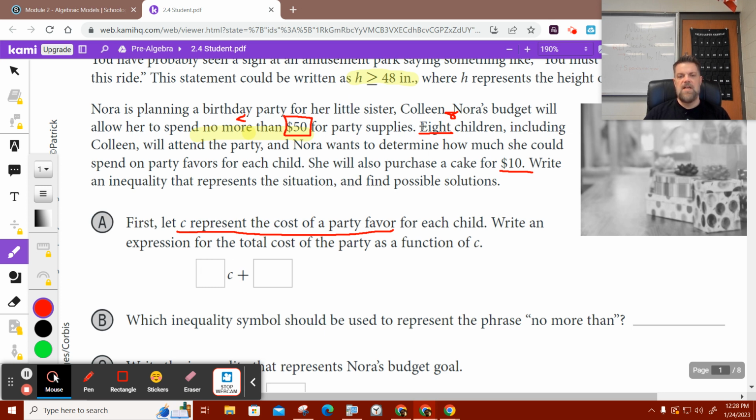8 kids are attending the party, and she's going to buy each of them a party favor. So it's going to be 8 times C. Are there any other additional costs to Nora? Read the paragraph real quick and tell me if you can find the additional cost.